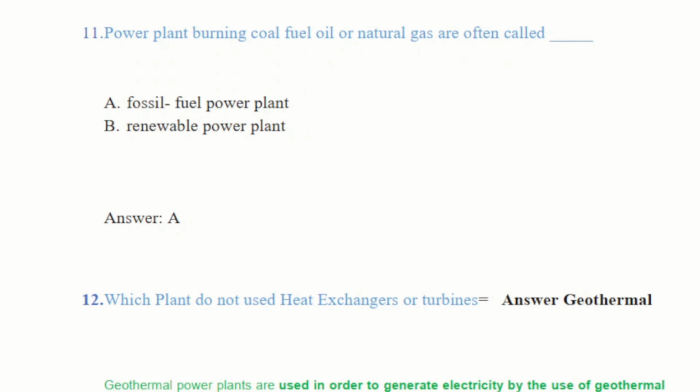Question number 11. Power plants burning coal, fuel oil or natural gas are often called. There are two options. Number 1, fossil fuel power plant. Number 2, renewable power plant. The answer is fossil, because renewable power plants are the wind power plants.